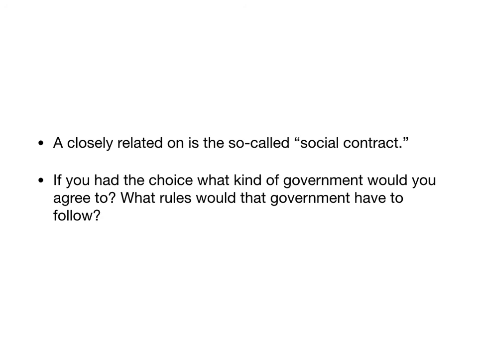Rawls calls this the original position, but the thought is, pick rules that you would be able to agree to no matter who you might be in society. Again, I said this idea of liberalism is Kantian. Well, you can think back: Kant's formula of universal law fits very much with this original position Rawls sketches. It fits very much with this whole social contract idea.